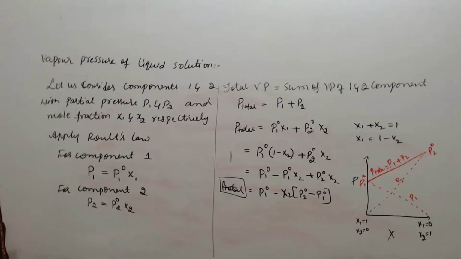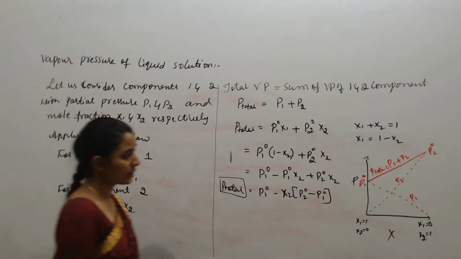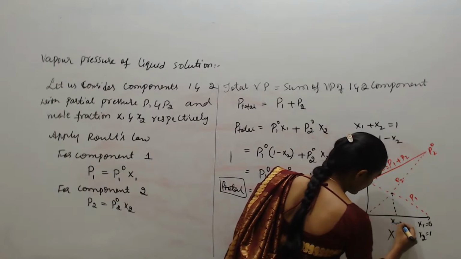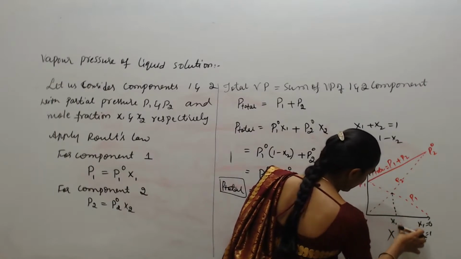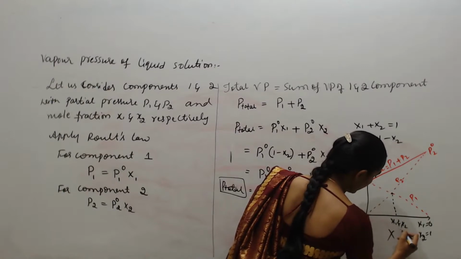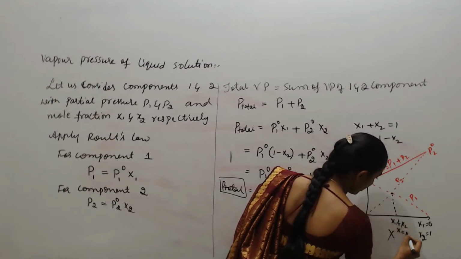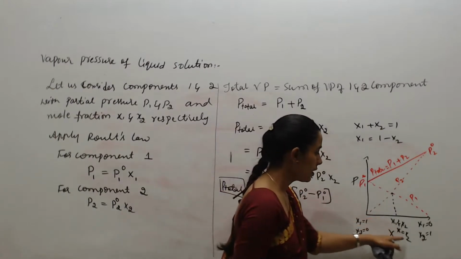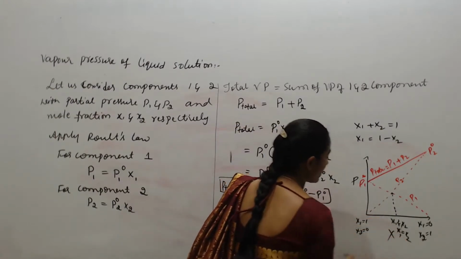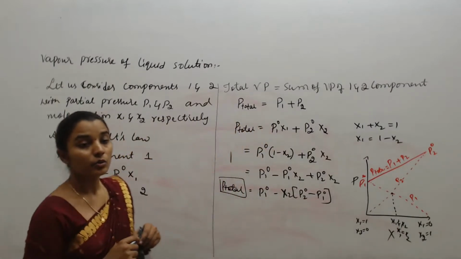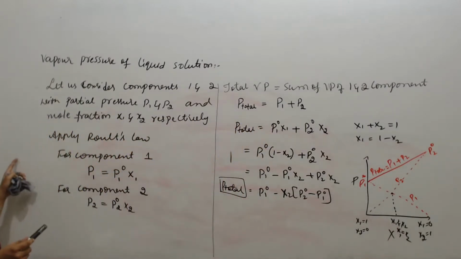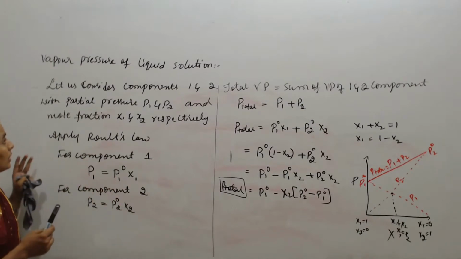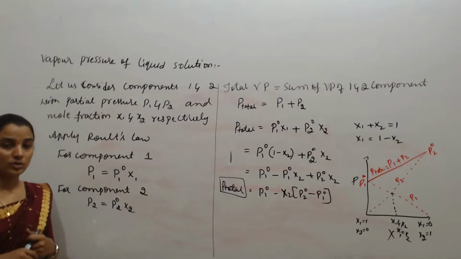Okay, so here the lines meet. The point where they meet each other, at that point x1 and x2 are both equal, that is x1 is equal to x2. Means they are at unity. So this shows the equation for the vapor pressure of a liquid in a liquid solution.